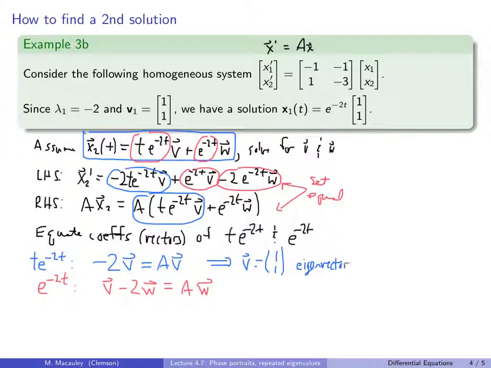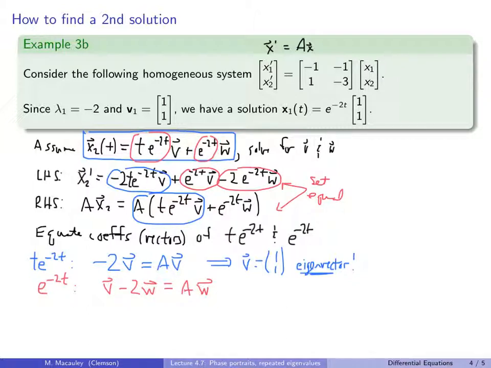That works, and that's always going to work. And if you get something that doesn't make sense, like if this were negative 3, there would be no solution for v, because negative 3 is not an eigenvalue of this. So in that case, we have done something wrong. Okay, so this second equation, let's try to understand this now.